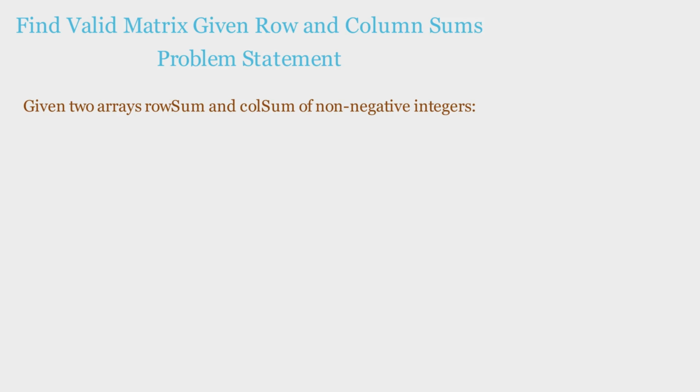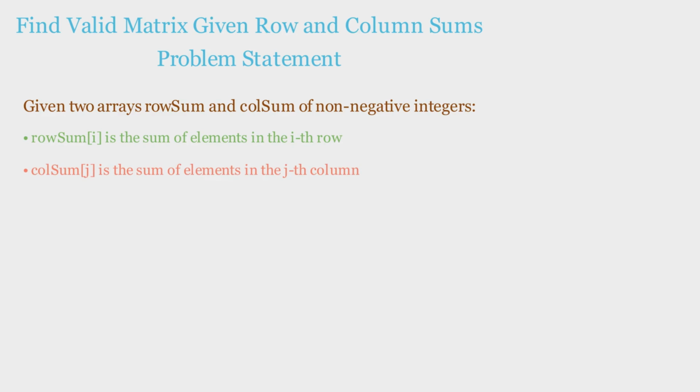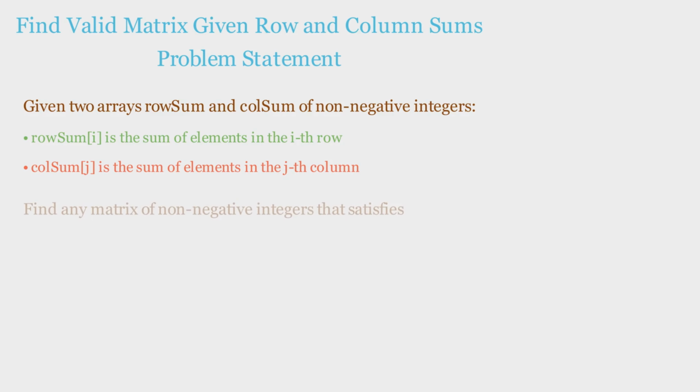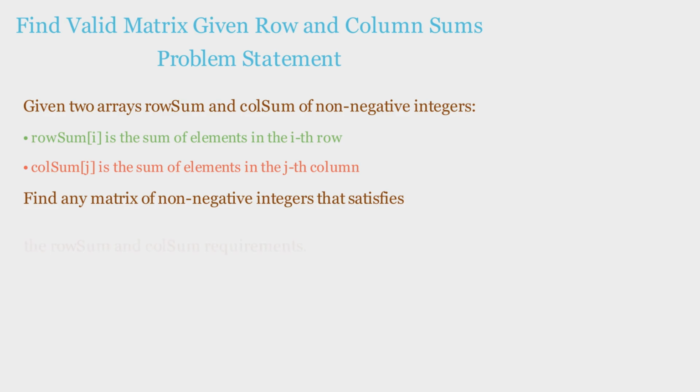We're given two arrays, rowSum and colSum, containing non-negative integers. Our task is to construct a matrix where rowSum[i] represents the sum of elements in the ith row, and colSum[j] represents the sum of elements in the jth column. The challenge is to find any valid matrix that satisfies these conditions.